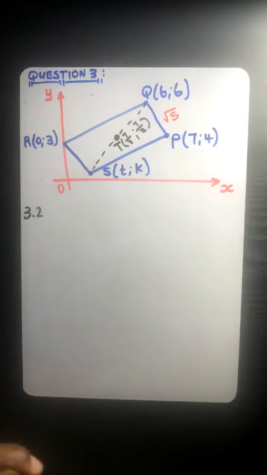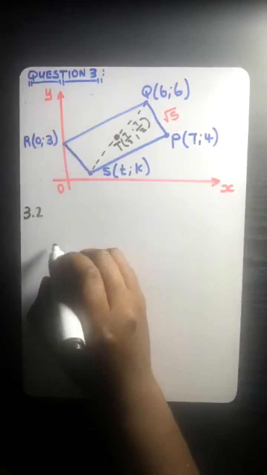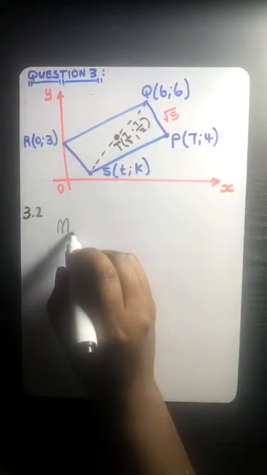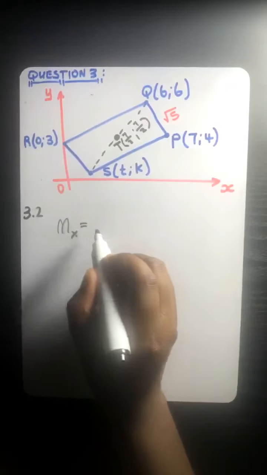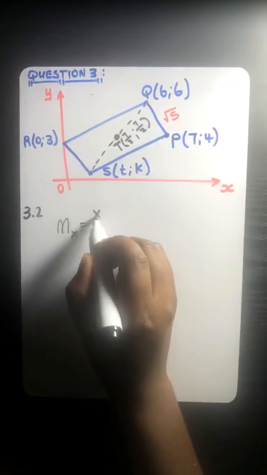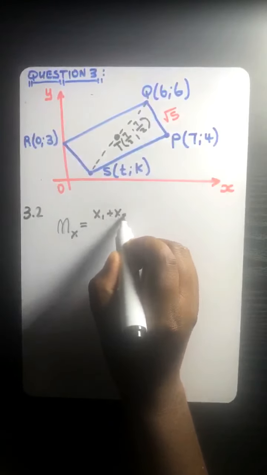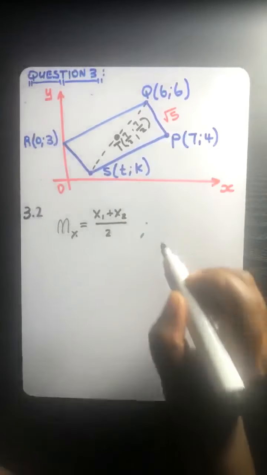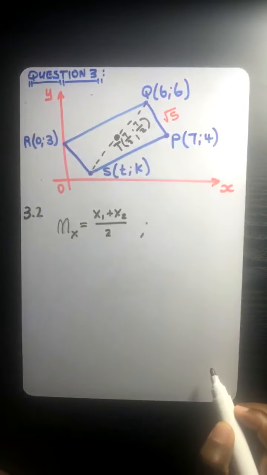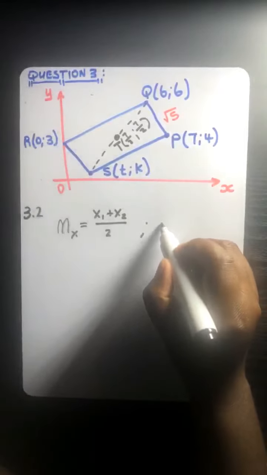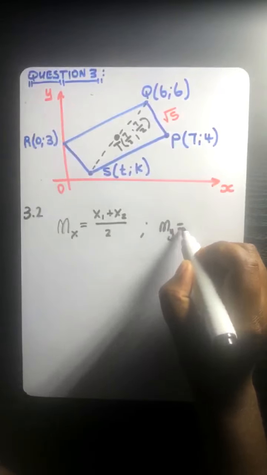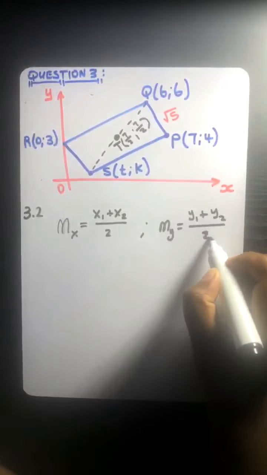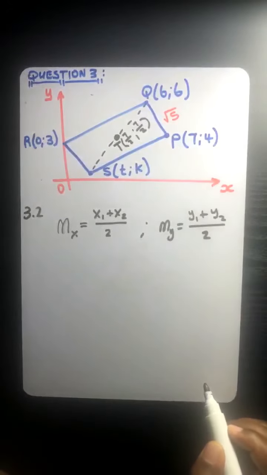So maybe let's write that formula. The midpoint of the x value is equal to, you just take x1, you add it to x2, then you divide by 2, because this is the formula. For the y value, you do the same: the midpoint of y is equal to y1 plus y2 over 2.